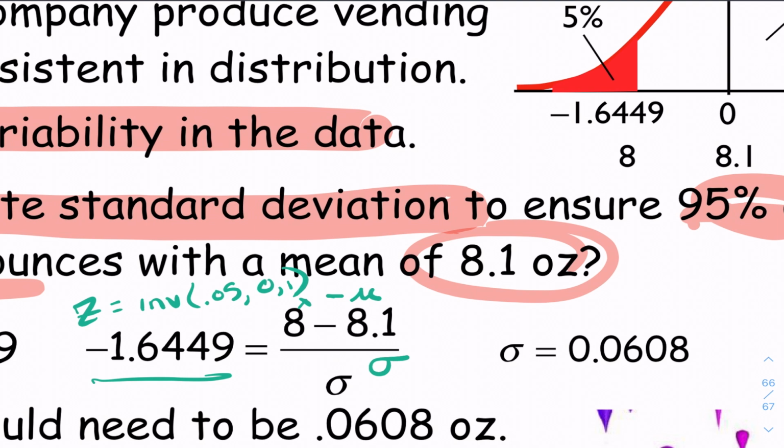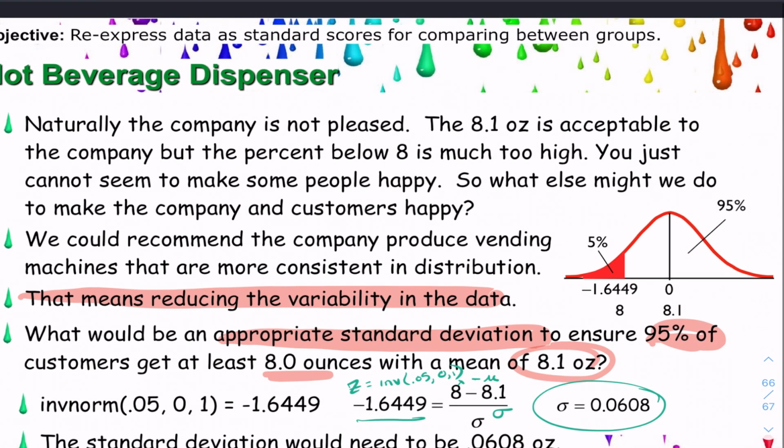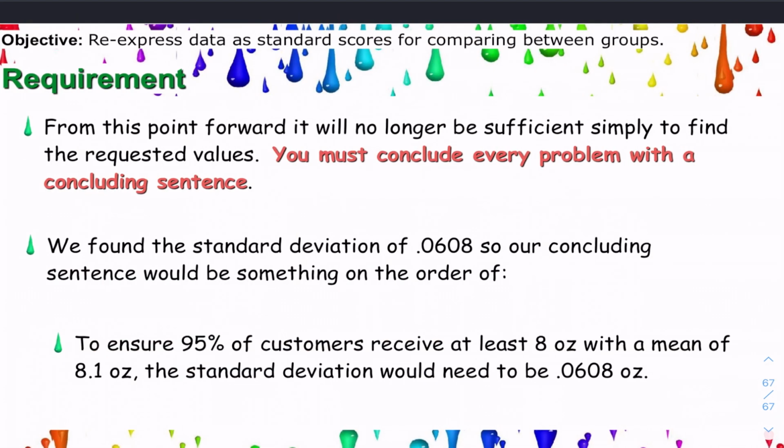So again, I trust you to do this calculation. And so if we are reducing the variability, instead of having the machine spit out 0.2 ounces plus or minus, if we have it spit out 0.0608 ounces, that would reduce the variability and make the company happy and the people happy.